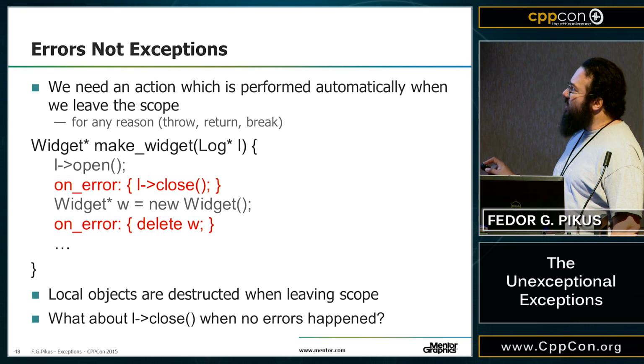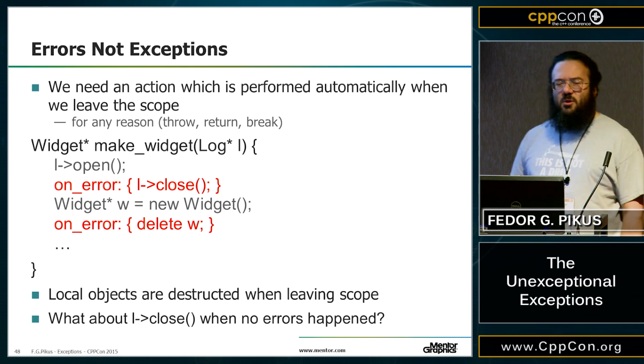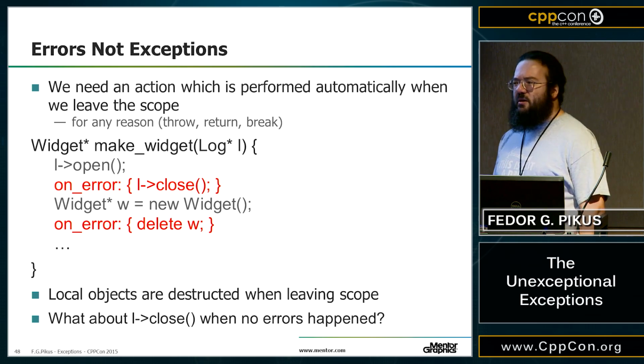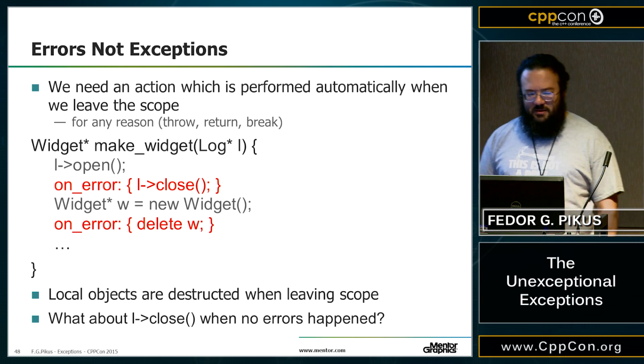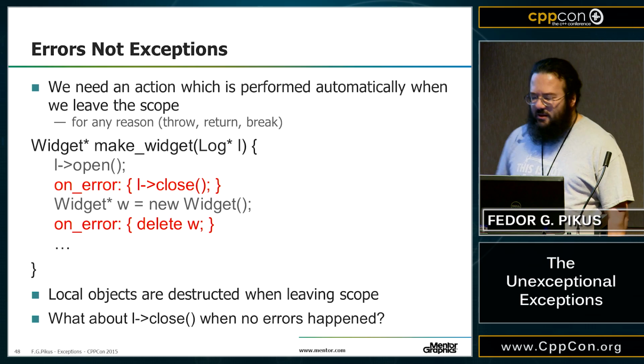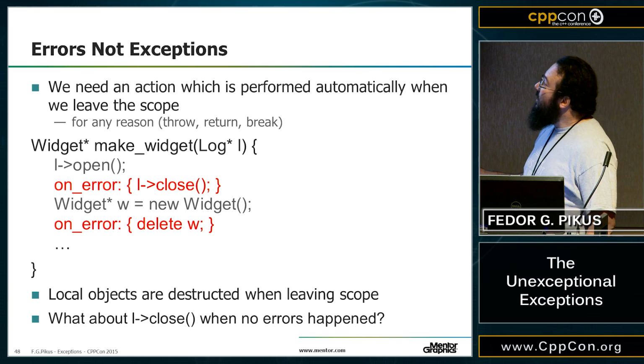another action will happen, like delete w, and the first action will still happen. Do you know any feature in C++ that automatically runs code at the end of the scope? Destructors on local objects. There is a wrinkle, however.